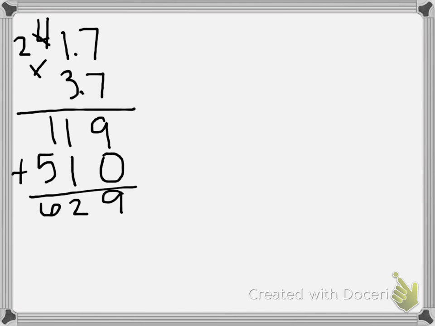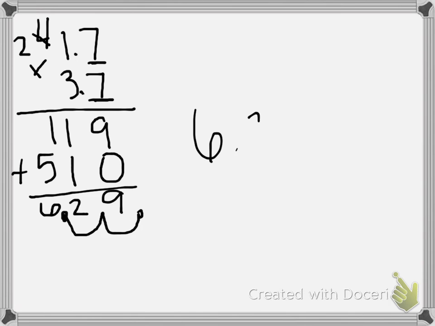Now, where do I put my decimal point? I need to count how many numbers are behind the decimal point in the original problem. So in 1.7, I have one number behind the decimal point. With 3.7, I also have one number. I have a total of 2 numbers behind the decimal point. So I'm going to start to the very right of my number and go over 2 places. 1, 2, and that is where I put my decimal.